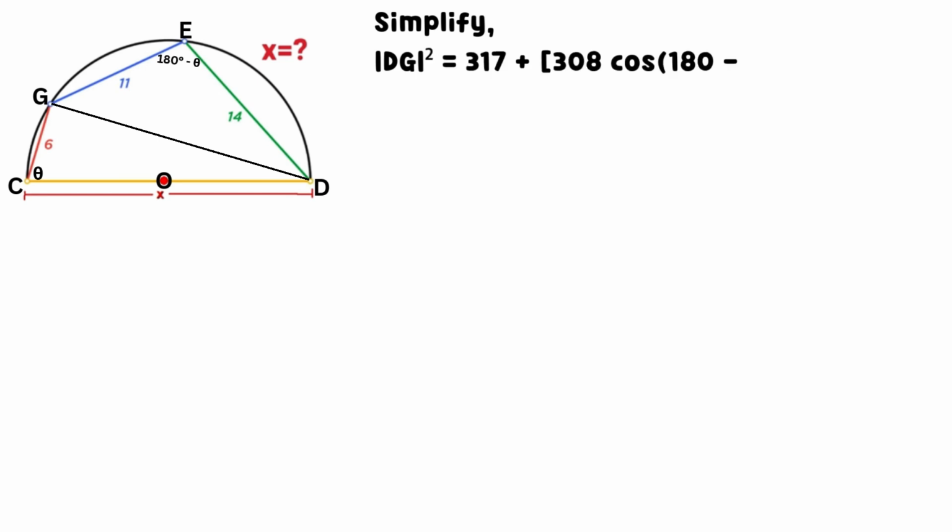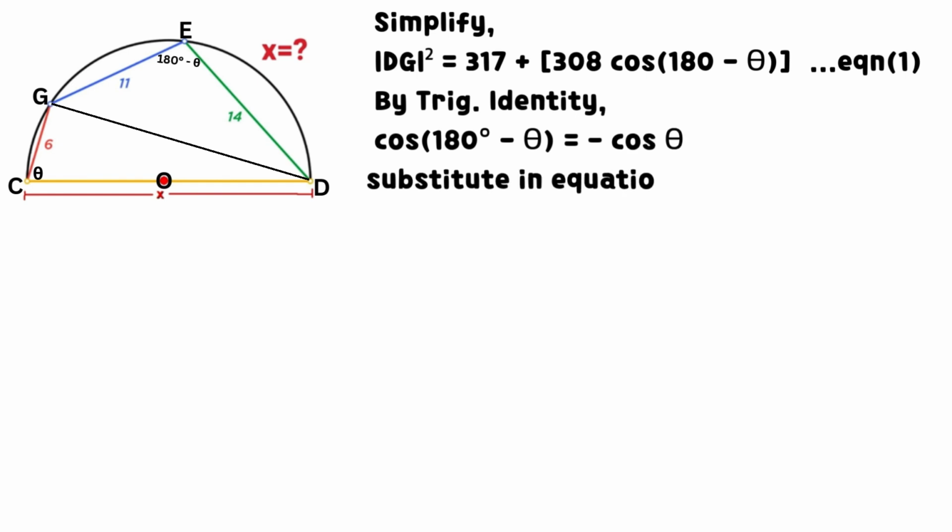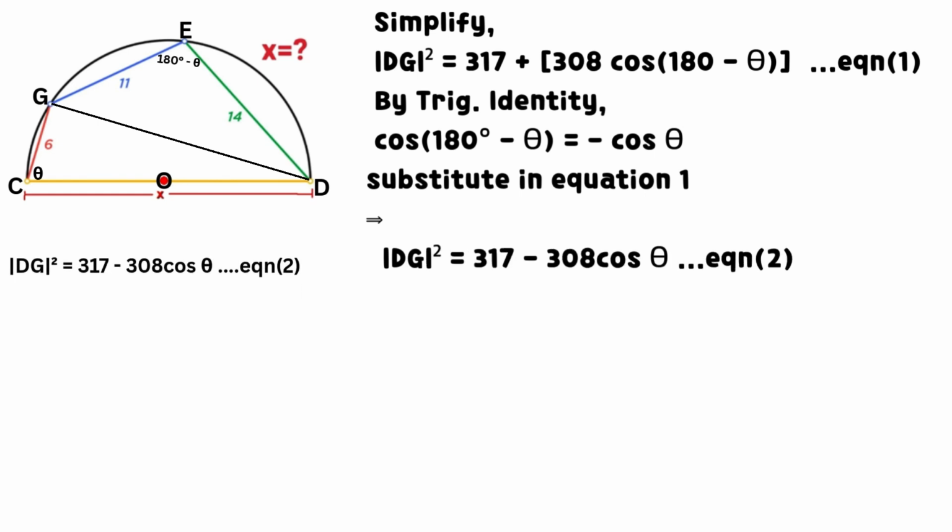Simplify. The square of line DG equals the sum of 317 and 308 multiplied by cosine of 180 degrees minus theta. We call it equation 1. By trigonometric identity, cosine of 180 degrees minus theta equals negative cosine theta. Substitute in equation 1. This implies that the square of line DG equals 317 minus 308 times cosine theta. We call it equation 2.